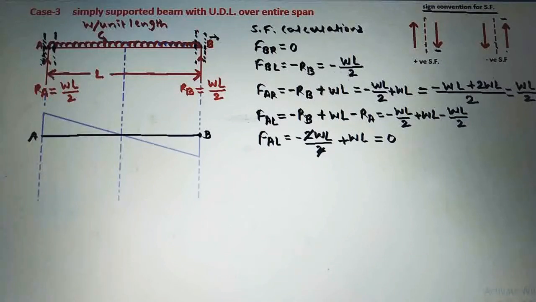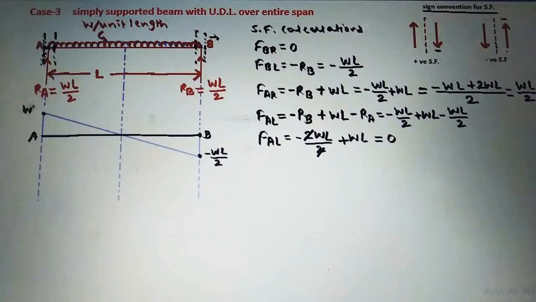Now left of B, the shear force is minus WL by 2. As it is negative, it will be below the baseline here. So we will plot that here, minus WL by 2. Next, shear force just right of A is plus WL by 2. So we will plot that here, above the baseline as it is positive.